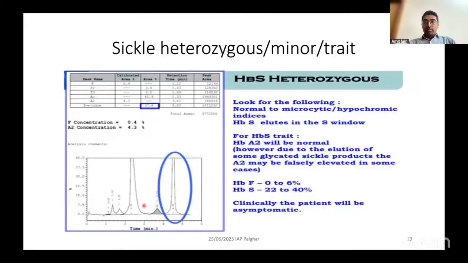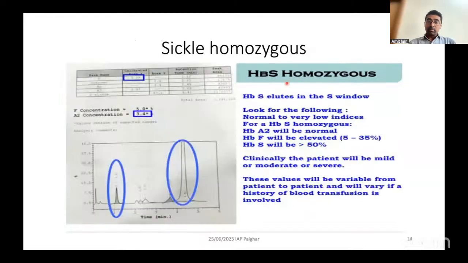Now moving to HB electrophoresis, which is the gold standard test for diagnosing sickle cell trait and sickle cell anemia, in which we look for the HbS window. Whenever HbS is less than 40%, it is sickle cell trait, and usually F is less than 6%, and the rest is A followed by A2. A2 will be normal in HbS.